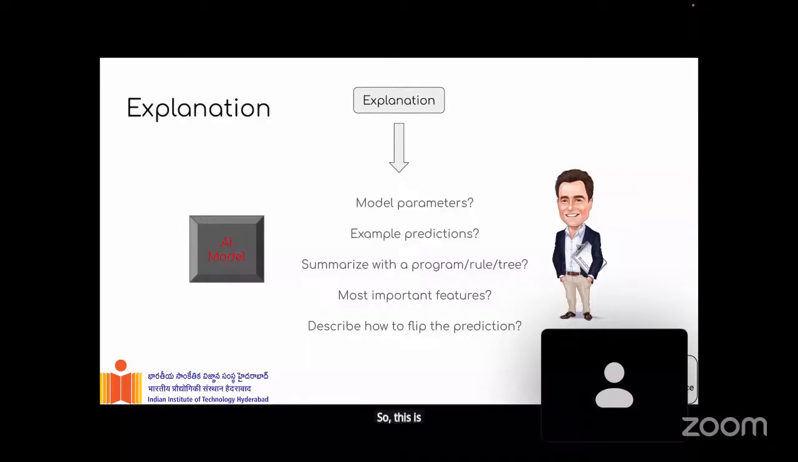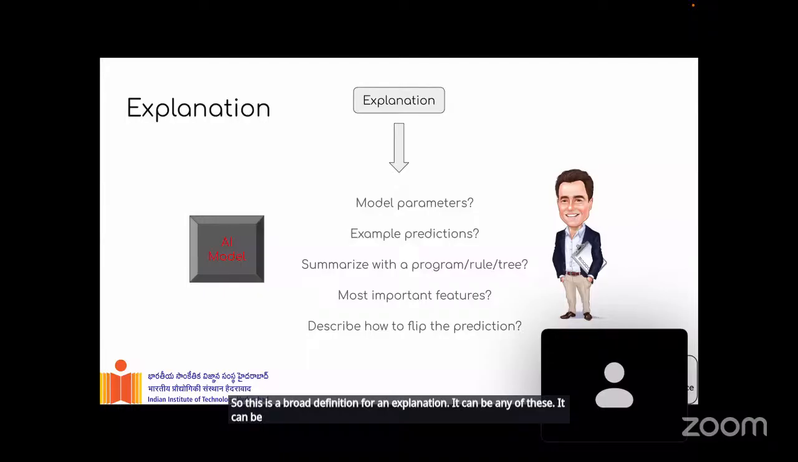So this is a broad definition for an explanation. It can be any of this. It can be outside of this also, as long as it is helping us to understand how the model works, how the model predicts. That is the idea.